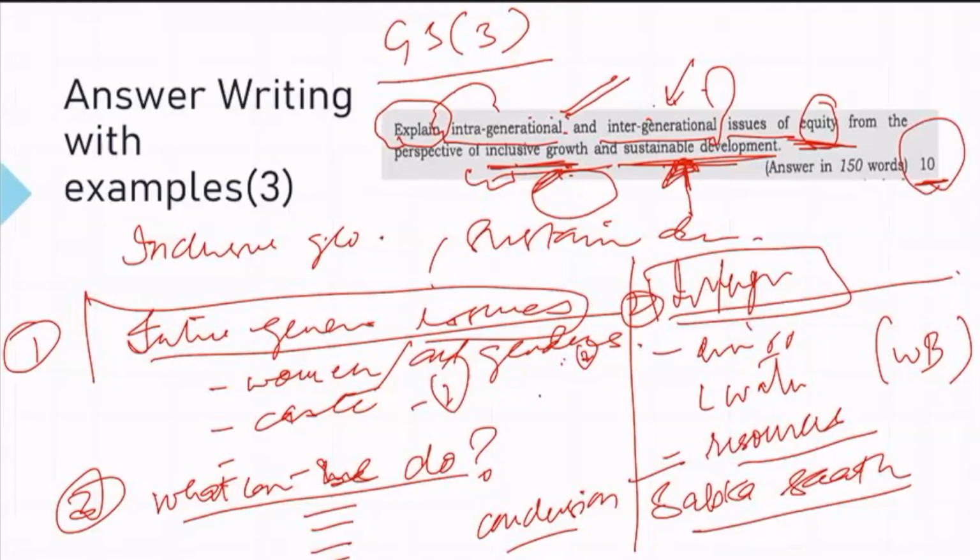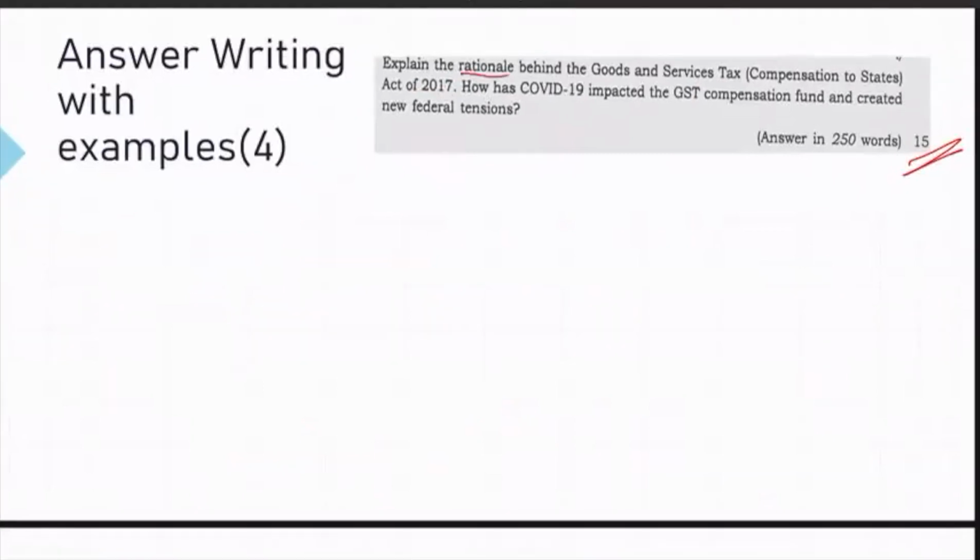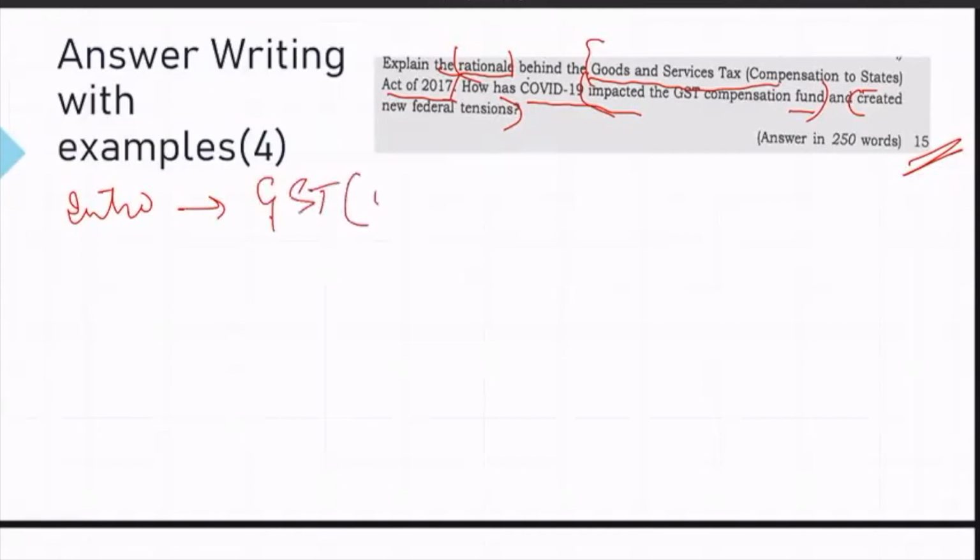Now coming to the fourth example. This is a 15 marker question. What it is saying is: explain the rationale behind the GST Compensation to States Act. How have new federal tensions impacted the fund, rationale and goods and services? So it's about the GST compensation to states act. In the intro, you can write about it, the GST Act, the GST Compensation to States Act.